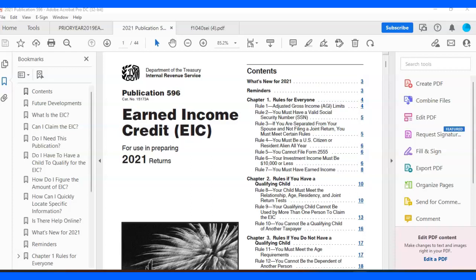I'm here to share in this video publication 596, which deals with earned income tax credit, and Schedule EIC, which is the form we fill out to put the dependents on who qualify the taxpayer for the earned income tax credit. And so this video is going to be an overview.